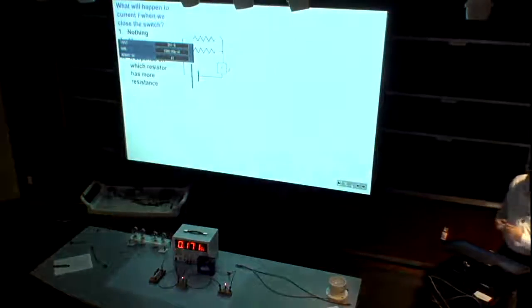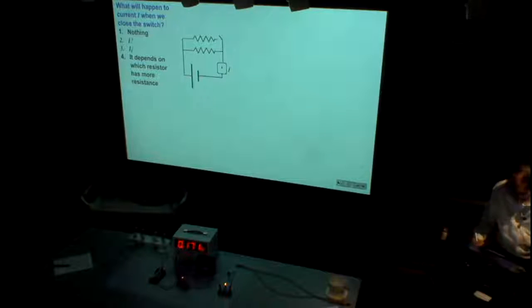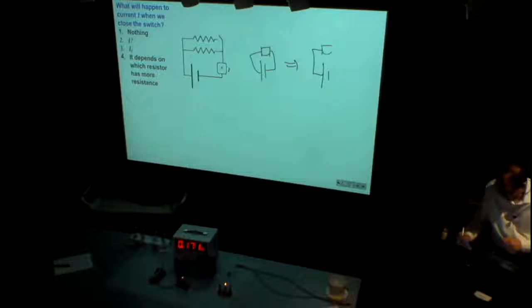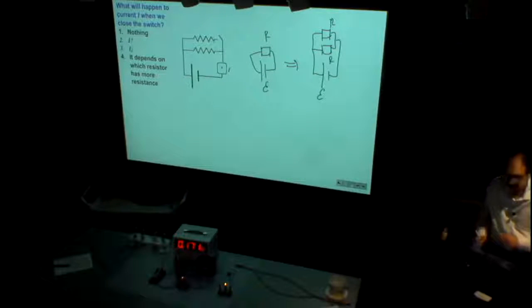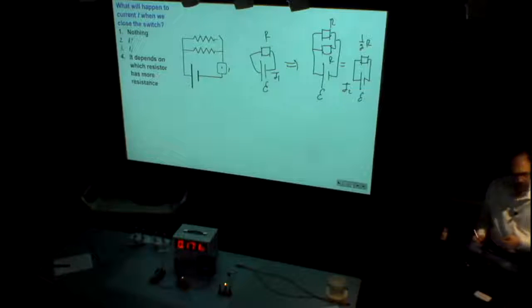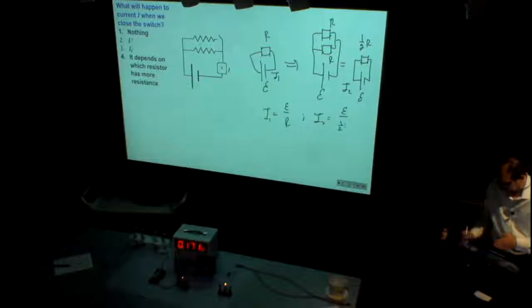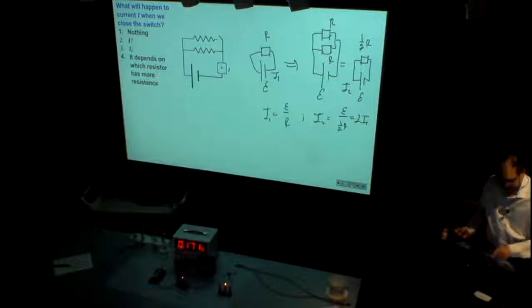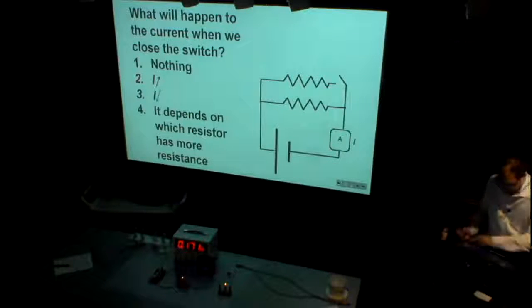So we have answered. Well, mathematically, we go from this to this. EMF and R, EMF and R R. But this is equivalent to the same EMF, 1/2 of R. So I1, I2. And every time we make a change, we have to draw a circuit for before the change happened and after, and look at actual values. So I1 will be equal to EMF over R, but I2 will be equal to the same EMF over R/2, equivalent to 2 I1.